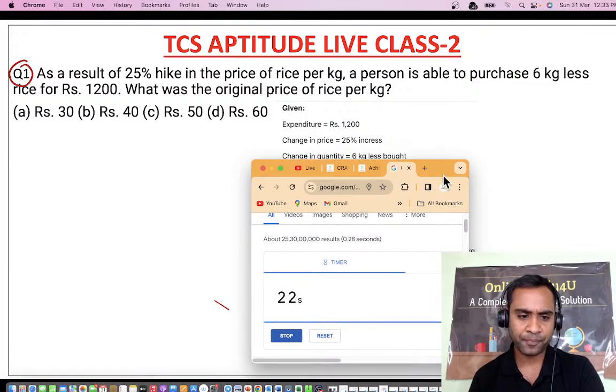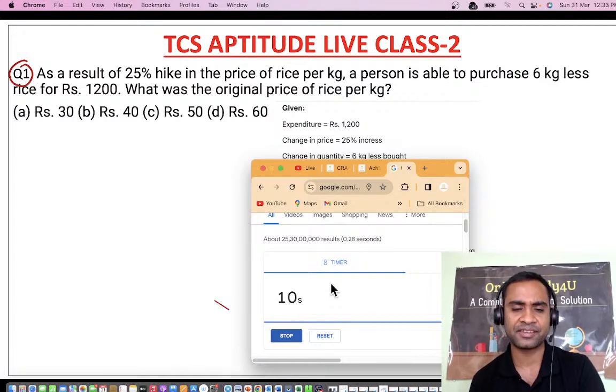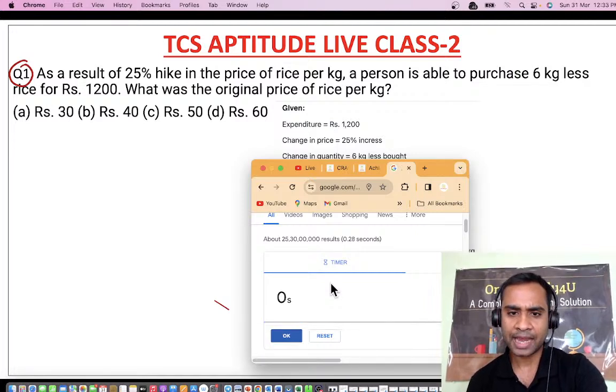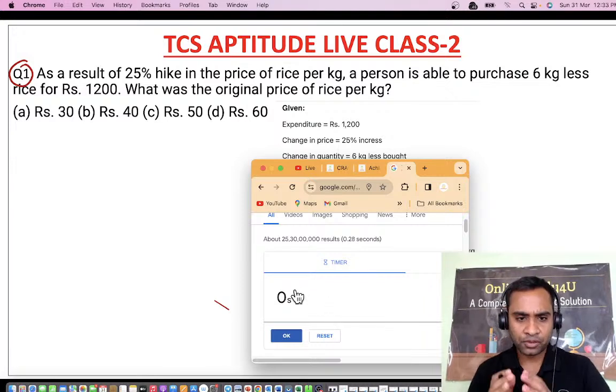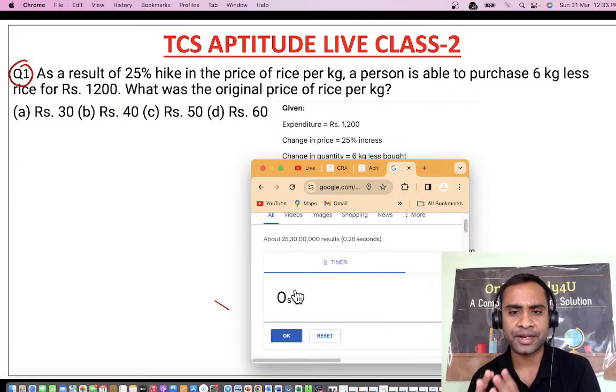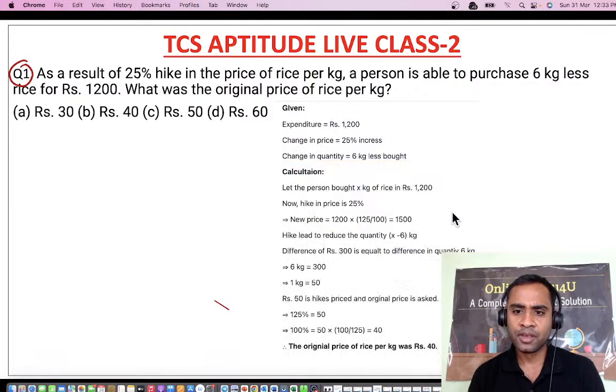Anyone able to solve? We have another 20 seconds. As a result of a 25% hike in the price of rice per kg, a person is able to purchase 6 kg less rice for rupees 1200. What was the original price of rice per kg? Come on, can anyone answer? Okay, now this question we will first try to understand and then solve. No problem, this is the solution.